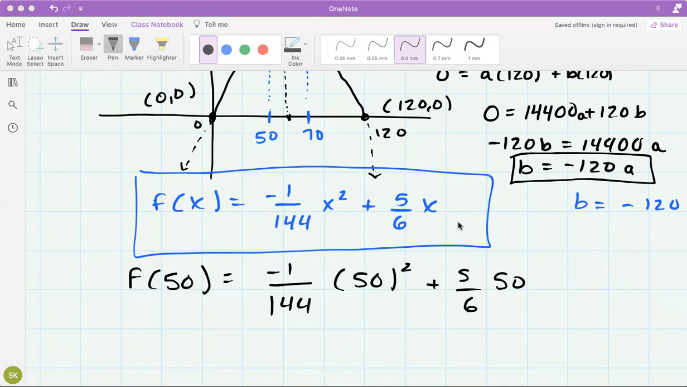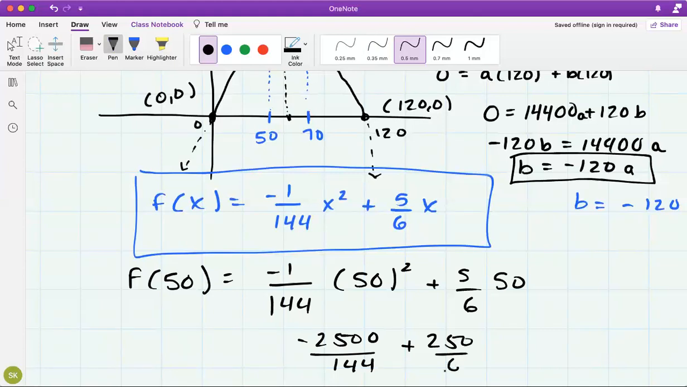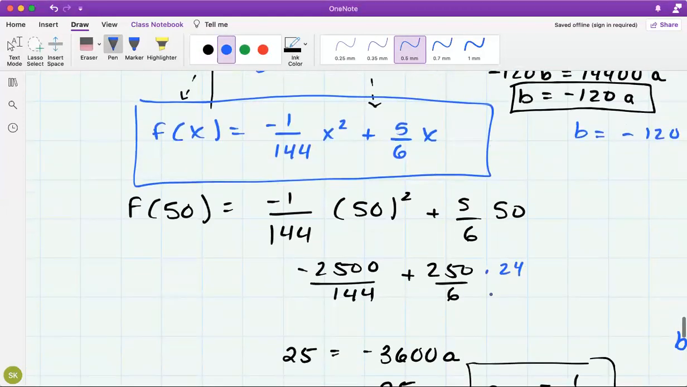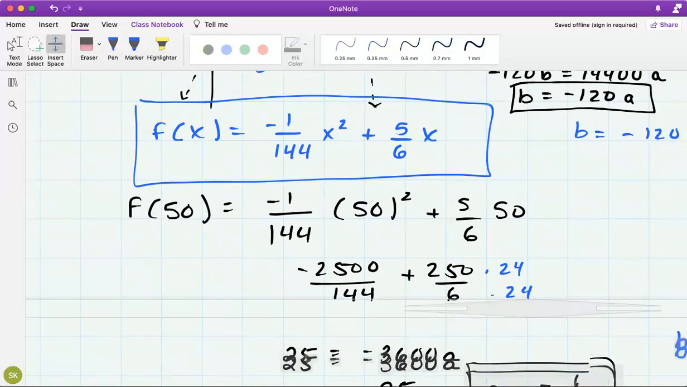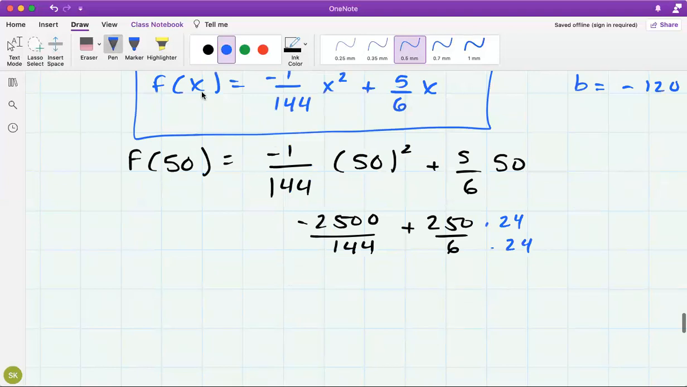So 50 times 50 is 250, so negative 20 over 144. And then 50 times 5 is 250 over 6. I'm going to multiply this fraction, the top and the bottom, by 24. And the reason I'm going to do that is because I want the bottom to have 144 in the denominator, and 6 times 24 gives me that.